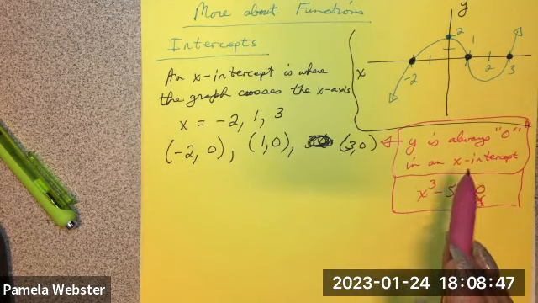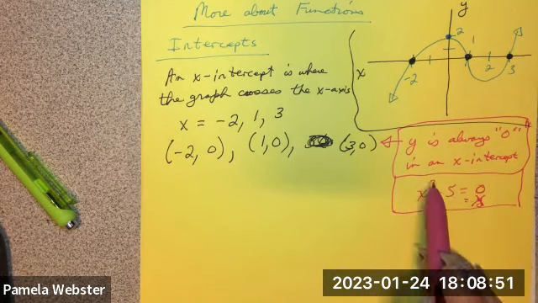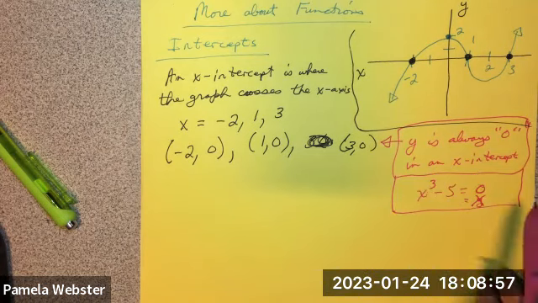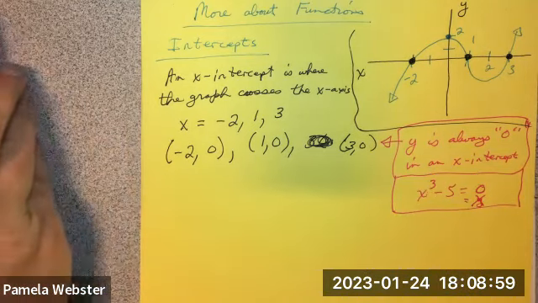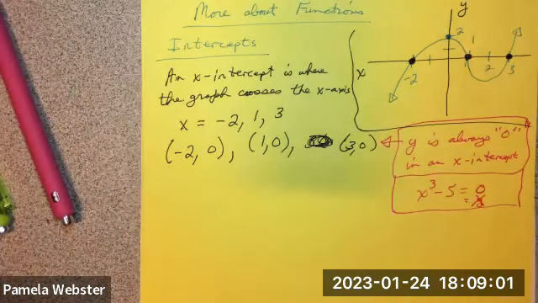Being able to factor, being able to use the quadratic formula, things like that will help me with this. This one's not so bad because I just have x cubed minus 5. I can move the 5 over and then take the cube root of both sides and I can find those solutions fairly quickly, okay? So that's what x-intercepts look like.